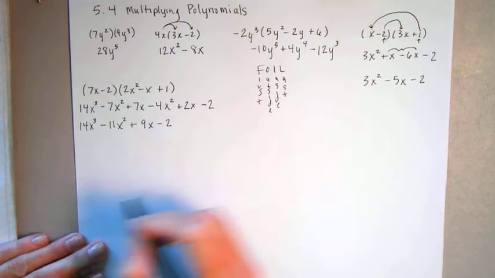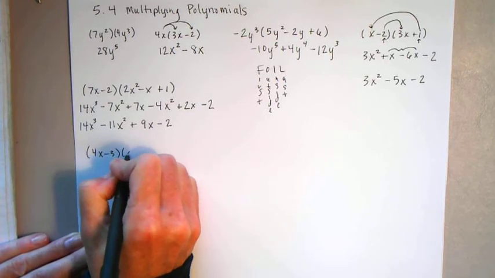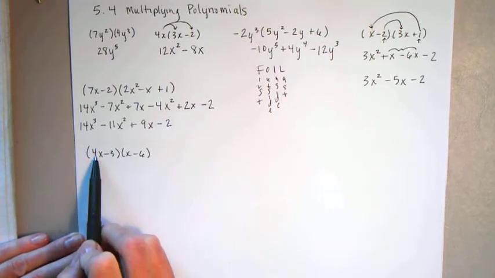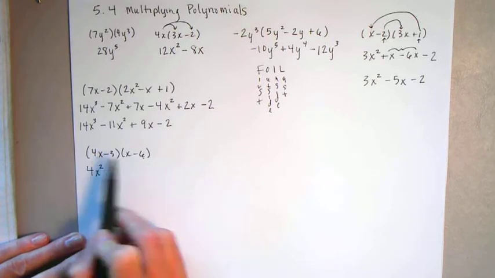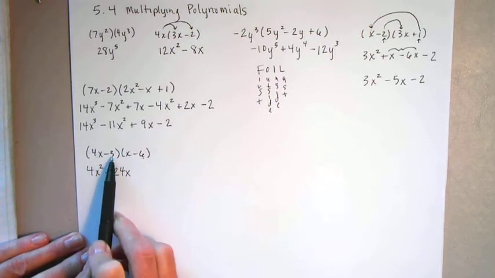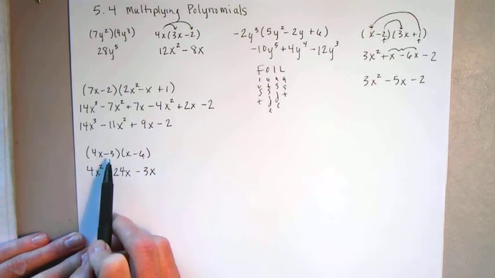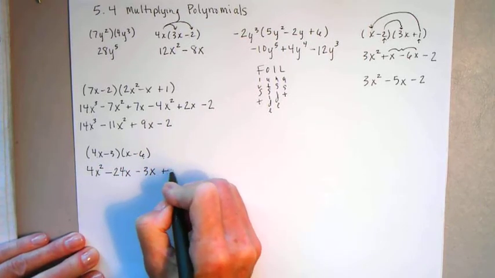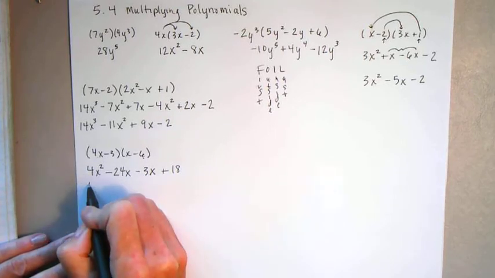Let's just FOIL one more. How about this one? Let's FOIL 4x minus 3 times x minus 6. So using our FOIL method, we're going to go first times the first, squared. Then my outside times my outside. So 4x times negative 6. So I have negative 24x. Then my inside times my inside, negative 3x. And last of all, last times the last. Negative times the negative becomes positive 18. And look, conveniently like terms are right by each other, so don't forget to simplify.